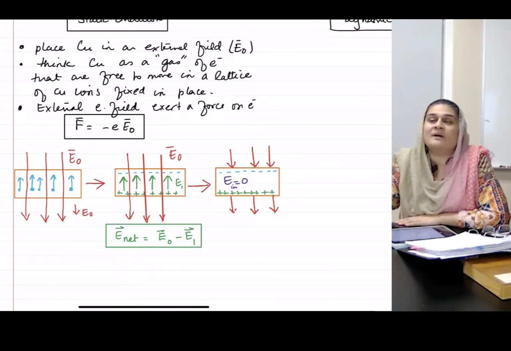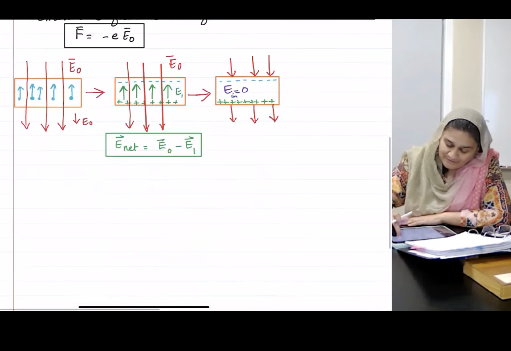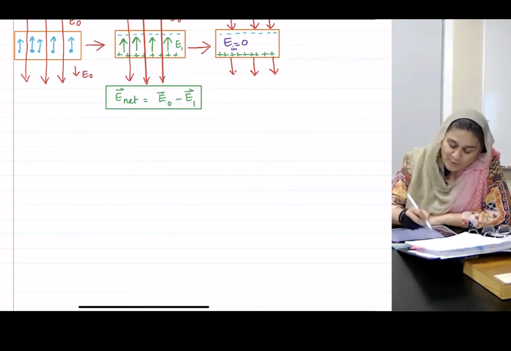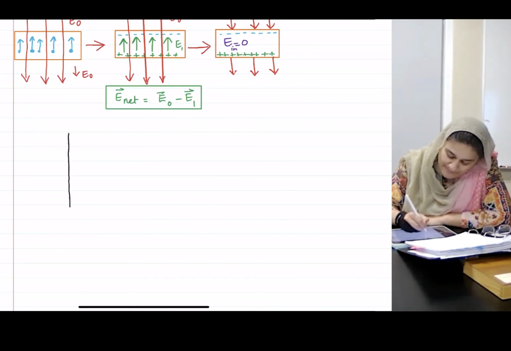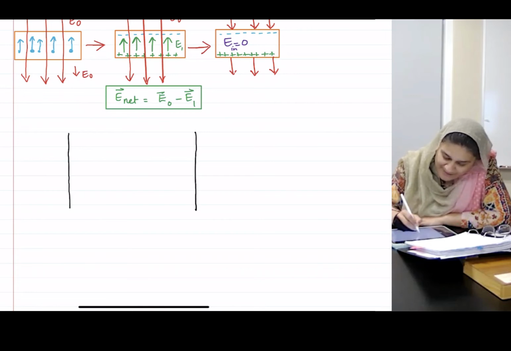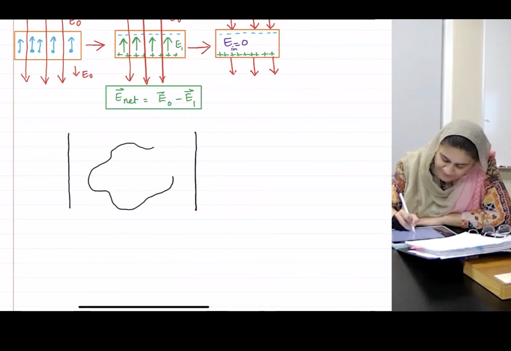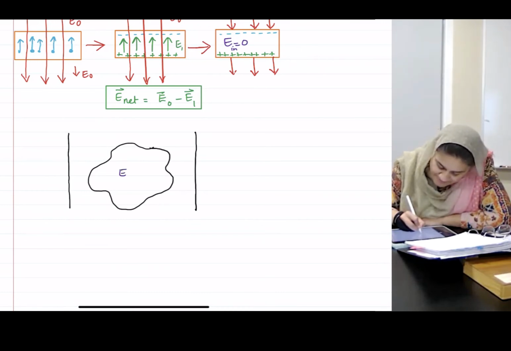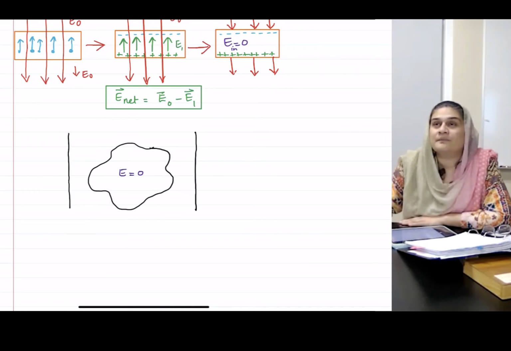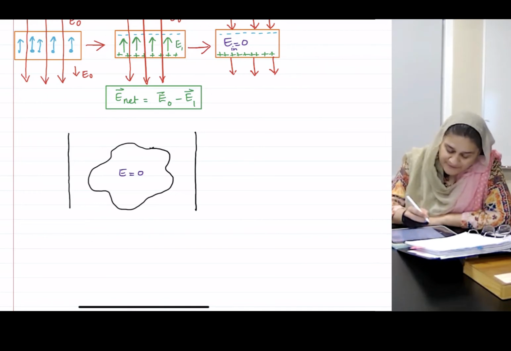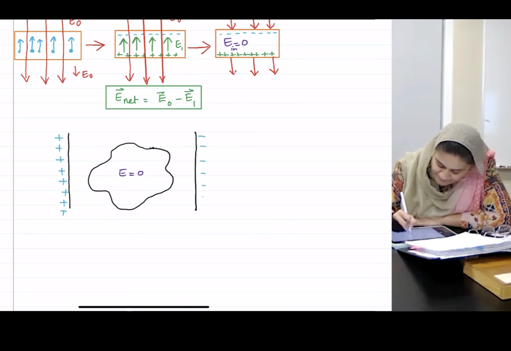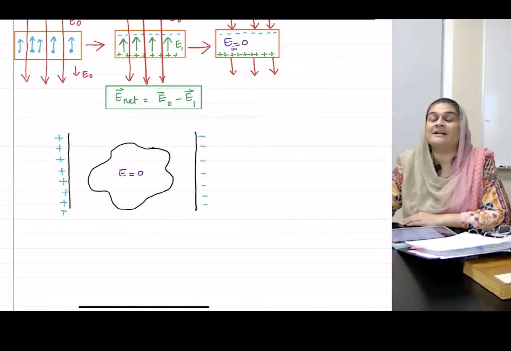Now, what's the use of me going through all of this? Well, this holds true for all objects. And what we can say is, no matter what shape I make my conductor, I know that the E field inside it must be 0. So if I have an external field, say plus here, and minus here, what will the field lines do?